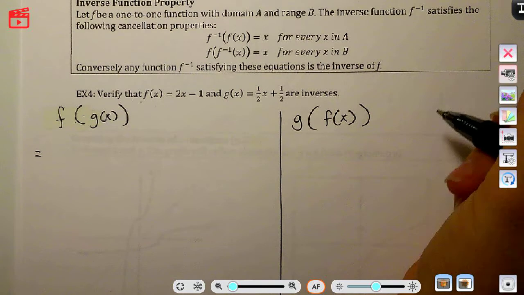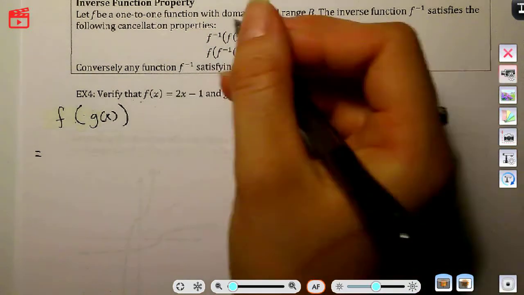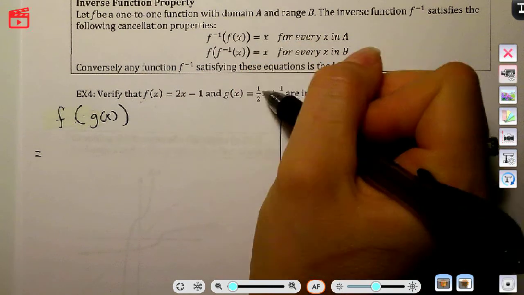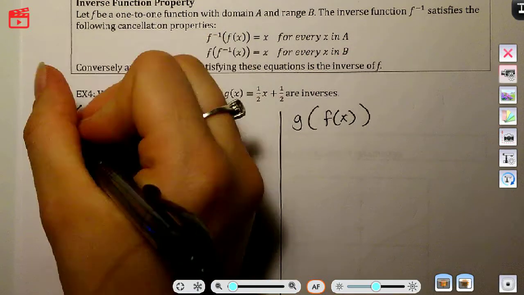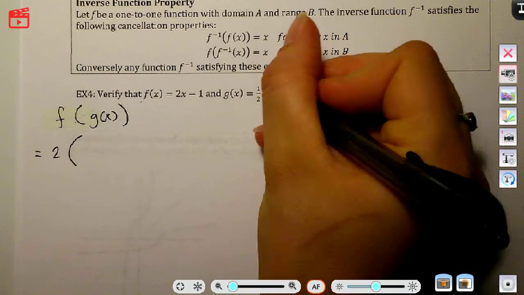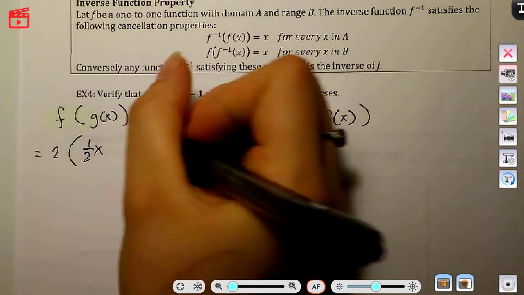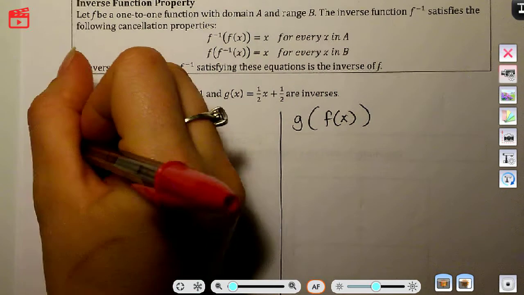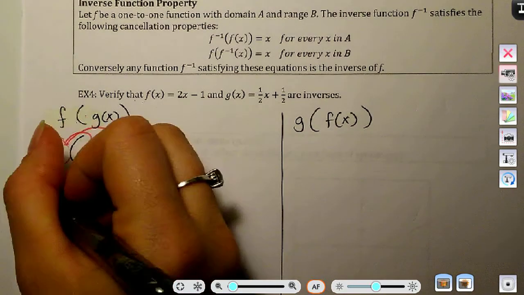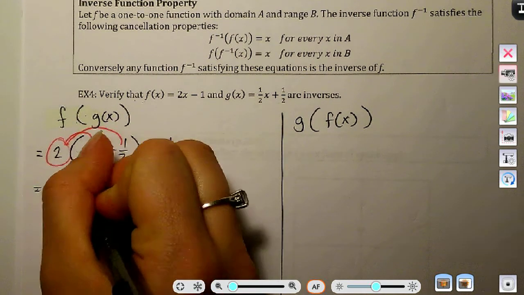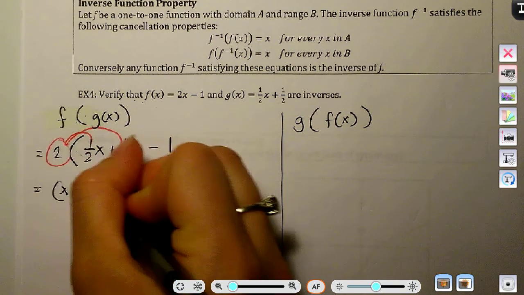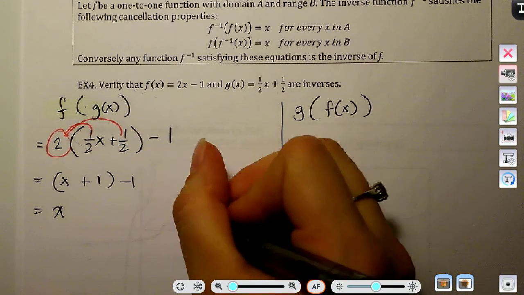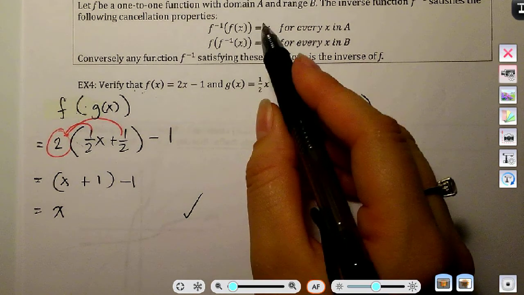Okay, so this is going to equal, well, my input value is this. So wherever I see x for my f of x, I'm going to input this whole binomial. So that's 2 times my new input, which is g of x, and then minus 1. Okay, we can distribute the 2 in. When we do that, those 2's cancel, so we're left with x plus 1 minus 1. And that simplifies, and I'm left with x. Well, this one was satisfied. I ended up equaling x, so that's pretty good.